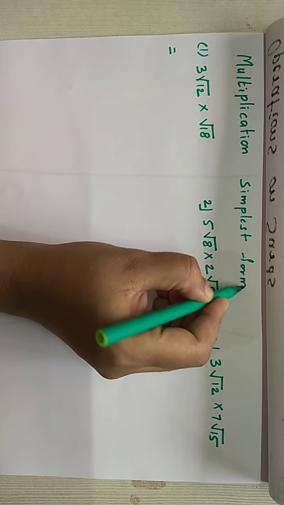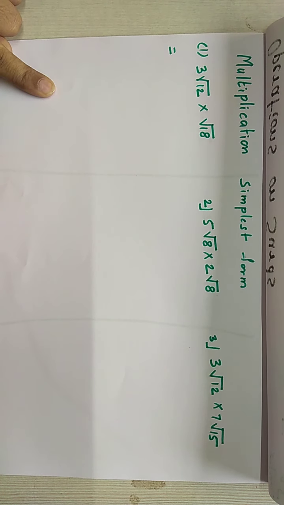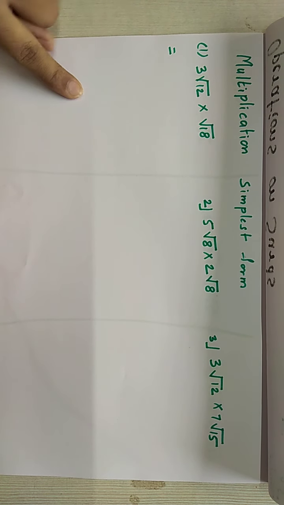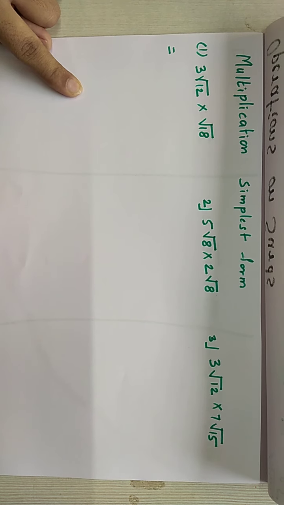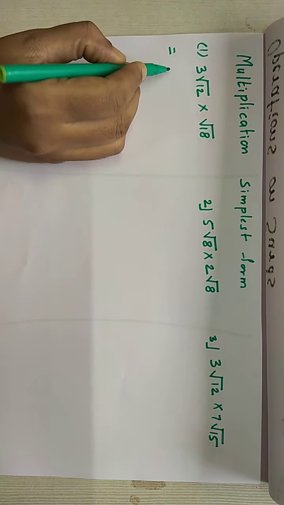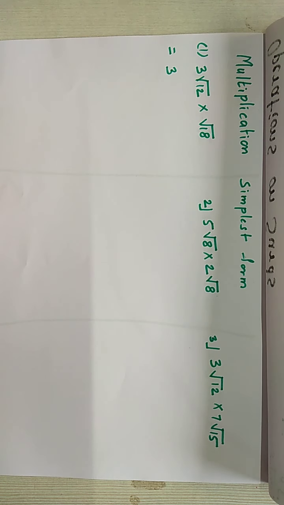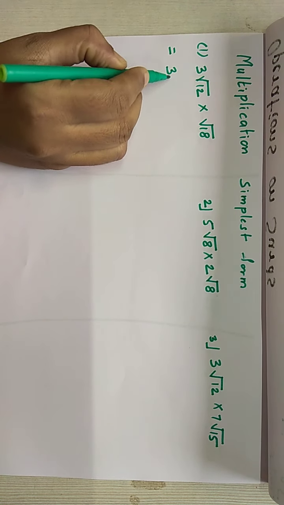Simplest form. So you have two methods. Either you multiply directly and then make it simple, or first make it simple and then multiply. So you have two methods over here. Let's make simple first. Because if we want to do 12 into 18, we will have to go to the working column and do 12 into 18. Let's make it simple here itself.